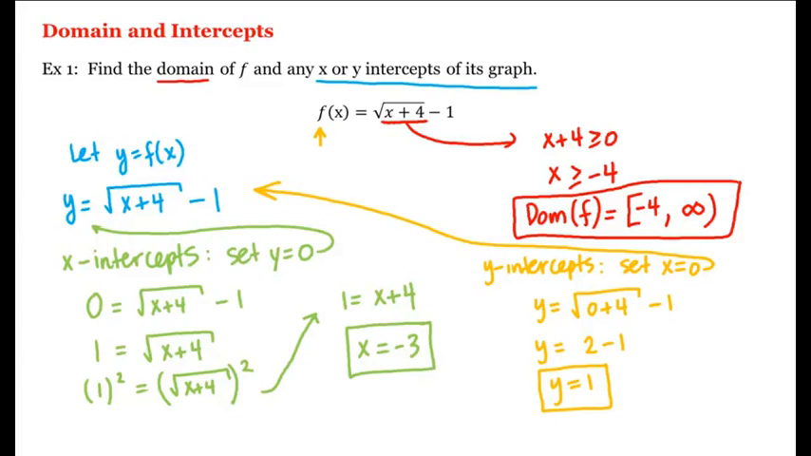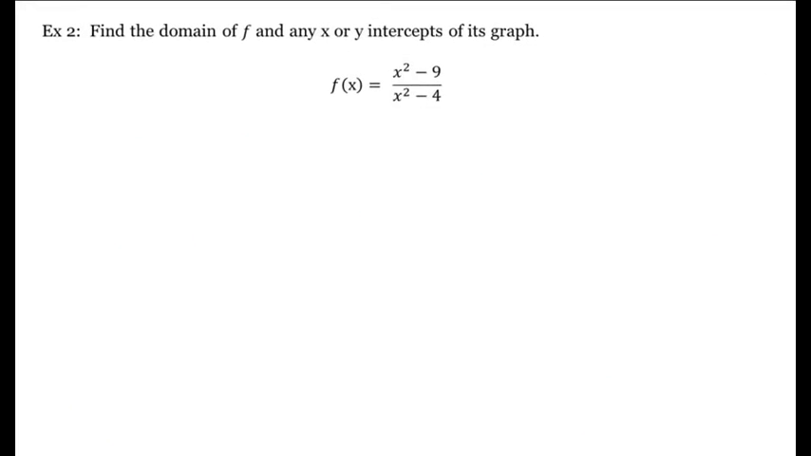All right, let's see another example. Again, let's find the domain of this function f and any x or y intercepts of its graph. We'll begin with the domain again. The only issue with this function is if the denominator were equal to 0. So when does x squared minus 4 equal 0? This means that x squared is equal to 4, or x is equal to plus or minus 2. So we must exclude these values.